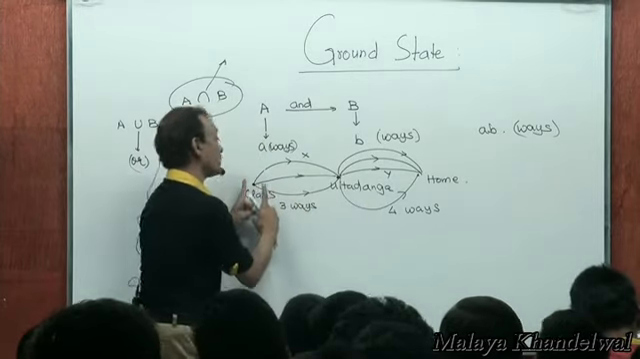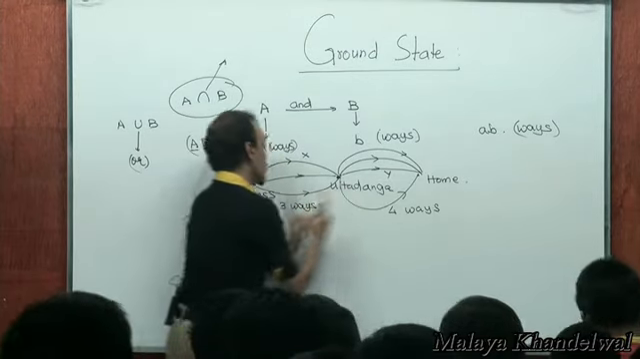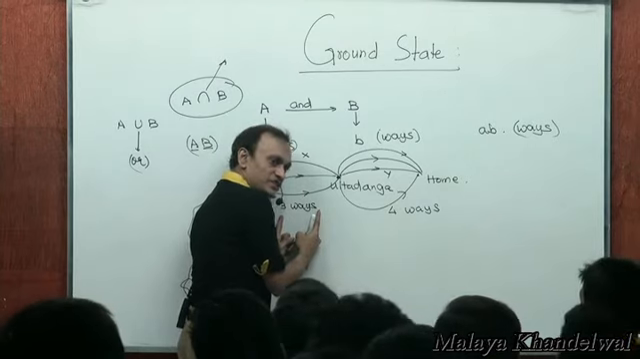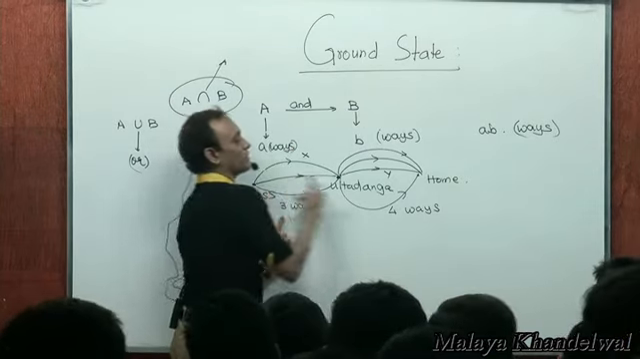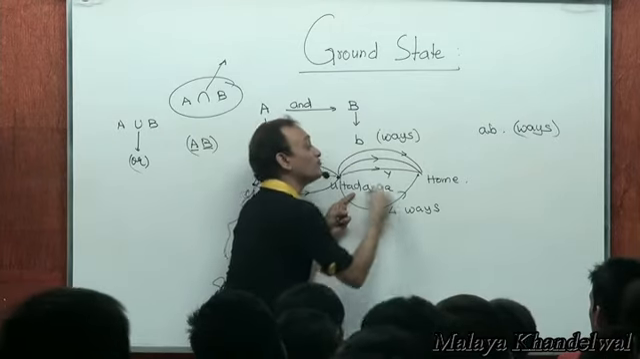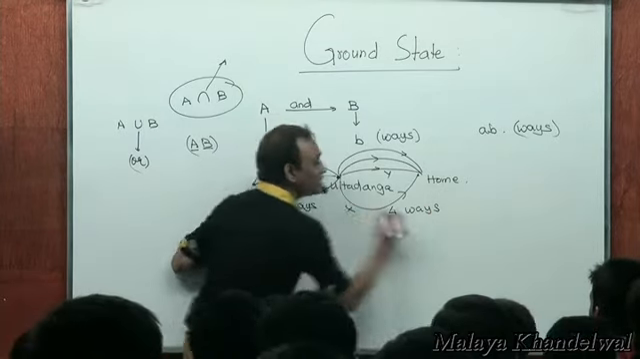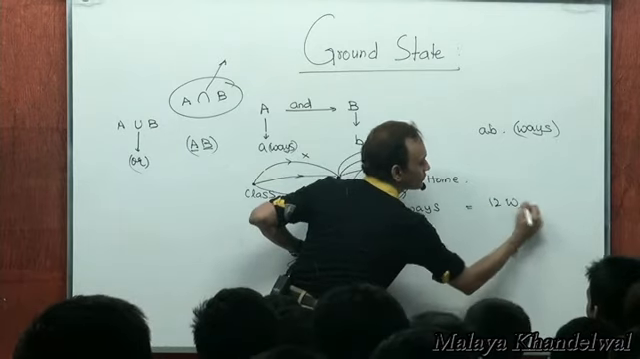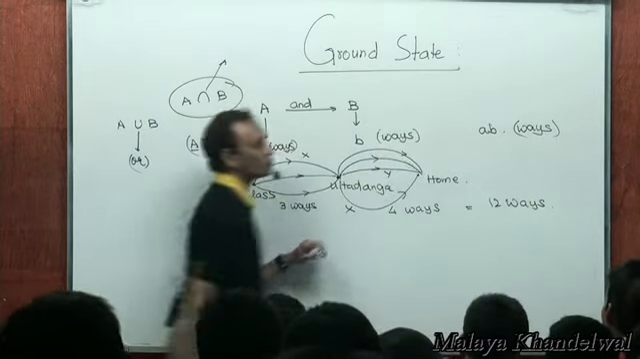Therefore, the number of ways you can go from class to home would be the number of ways in which event A, which is going from class to Ultadanga, into the number of ways in which event B could take place, which is about going from Ultadanga to home. So that makes it 12 ways.